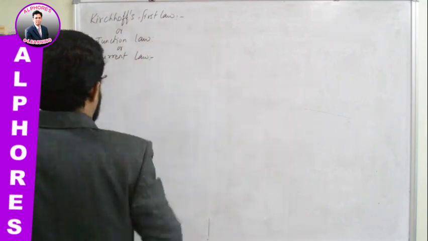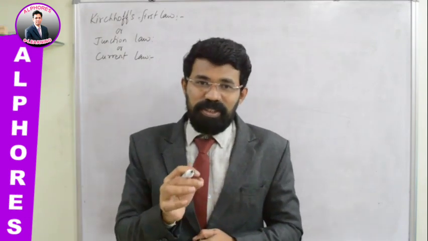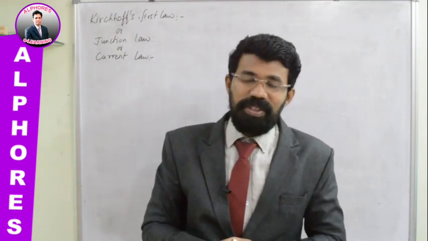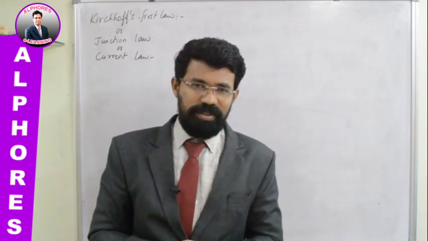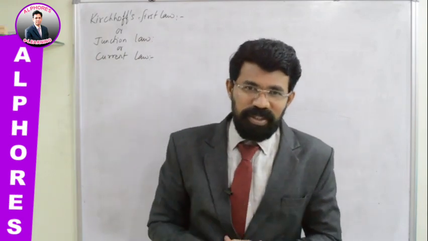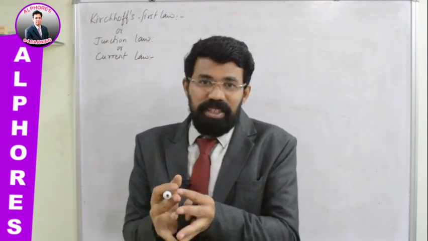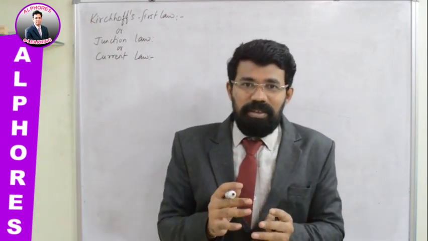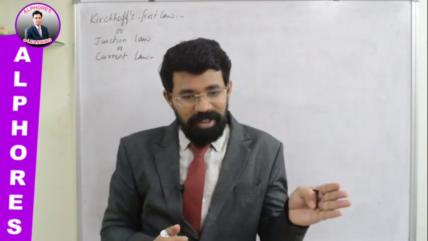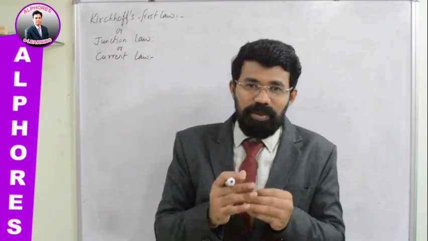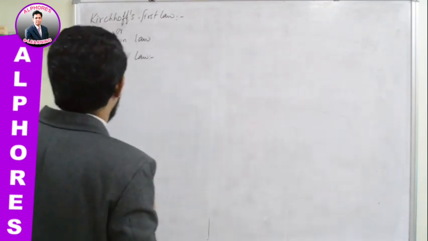Let me give the statement of this law. According to Kirchhoff's first law, the algebraic sum of currents meeting at a junction is equal to 0. Very simply, in a single sentence, it can be said like this. I'll explain what we mean by algebraic sum. Or it can also be stated like this: the sum of currents reaching a junction is equal to the sum of currents leaving the junction. Whatever currents are reaching the junction, if you add all those currents, it will be equal to the currents leaving from the junction. That's the other statement of Kirchhoff's first law.